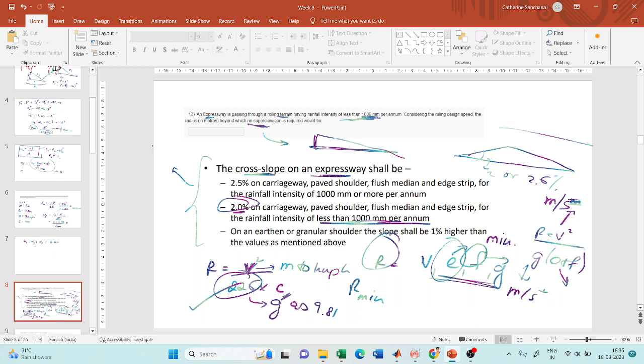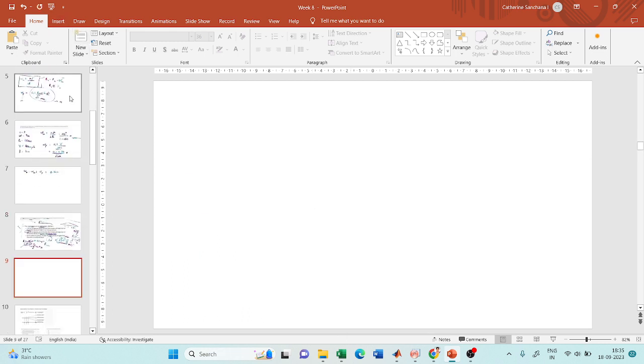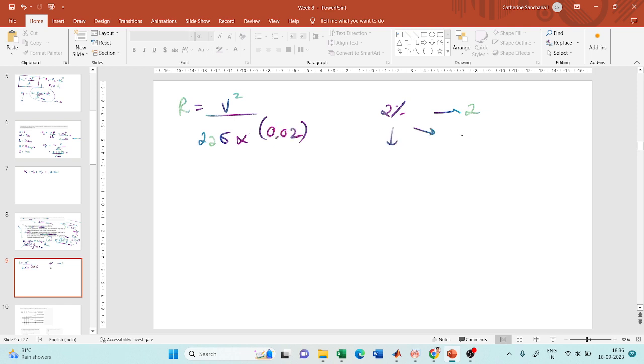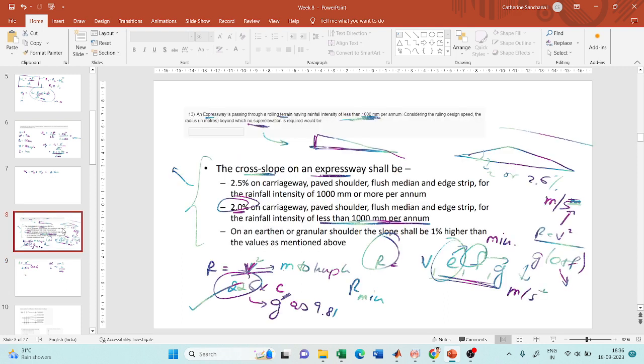So you should remember that also, everything is interlinked. Now you know that camber is 2%, so simply you have to substitute it in this equation. R is equal to V square by 225 into, how will you substitute for camber? If it is 2%, you will not substitute it as 2 as it is, you will substitute it as a decimal, so it will be 0.02, nothing but 2 by 100. The percentage you are converting into a fraction. So what is V?